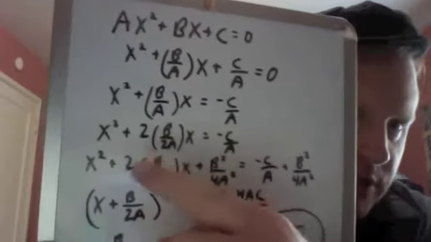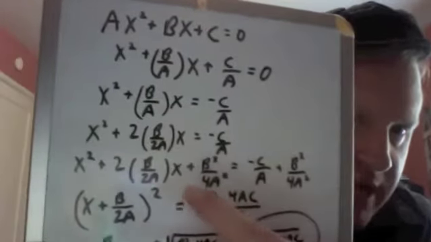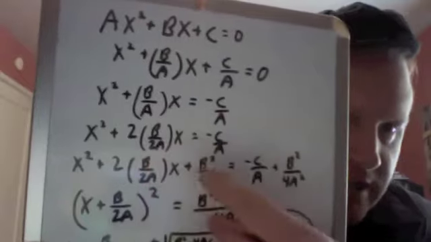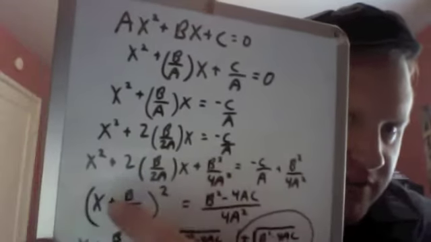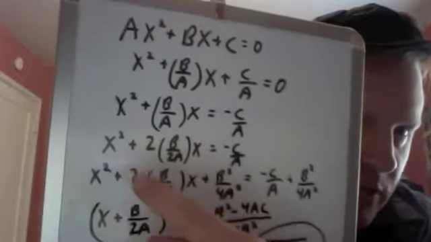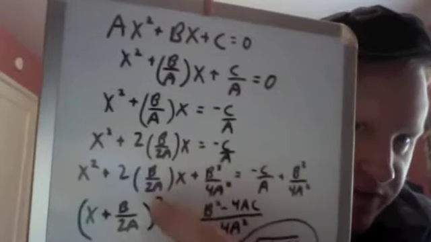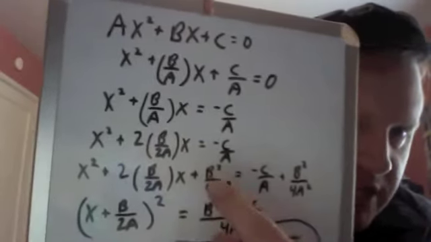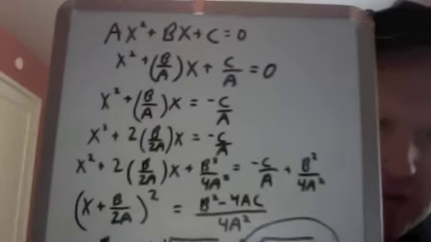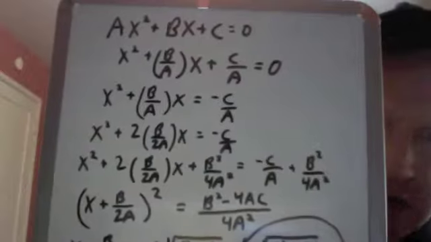x squared plus 2 times b over 2a x plus b squared over 4a squared is equal to x plus b over 2a, altogether squared. Now square this and you'll find that you get this. If you square x plus b over 2a, you're going to get x squared plus 2 times b over 2a x plus b squared over 4a squared. Just like if I square x plus 3. Okay, so I have x plus 3 squared.